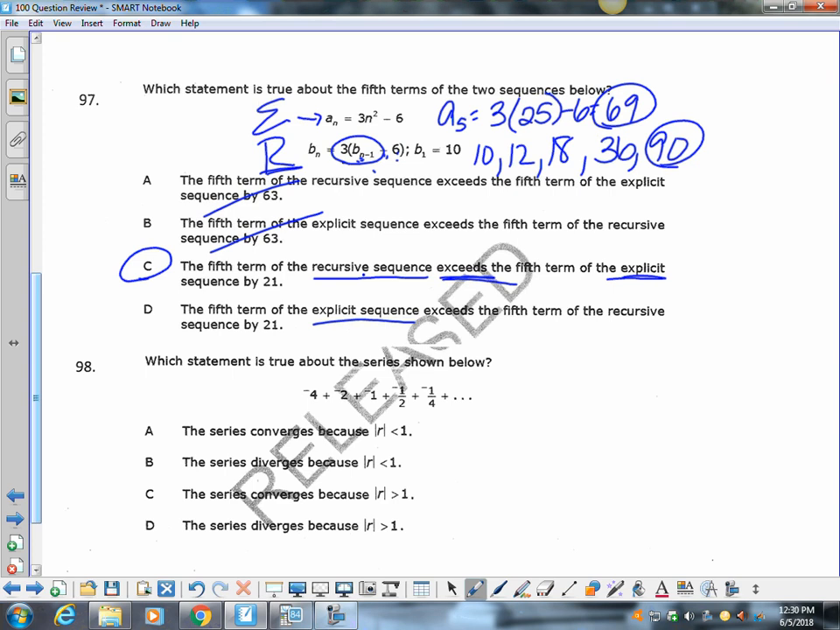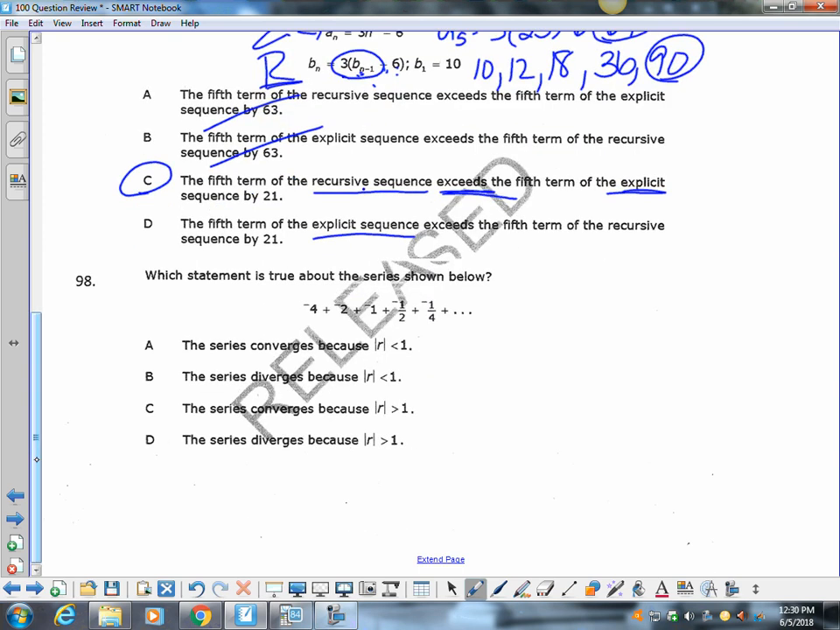All right, and then we're going 98. What's true? It's getting smaller and smaller, so I know I converge. And I converge because my R is less than 1, multiplying by half. You're not going to converge if your R is bigger than 1, because your numbers are going to be getting bigger. And the last one we need to do is number 100.